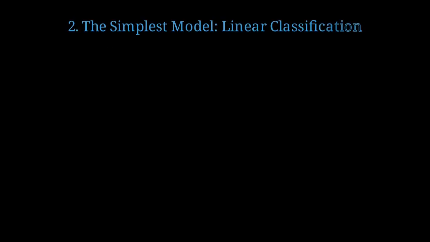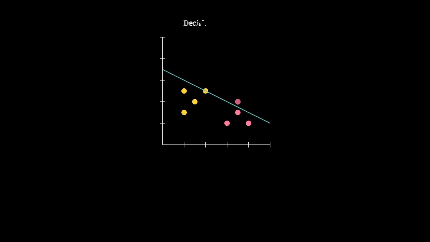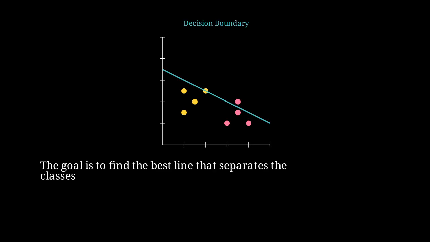The simplest classification model uses a straight line to separate classes. We draw a decision boundary, a line that separates different classes. Points on one side belong to one class. Points on the other side belong to another class. Our goal is to find the best line or boundary that cleanly separates the different classes of data points.